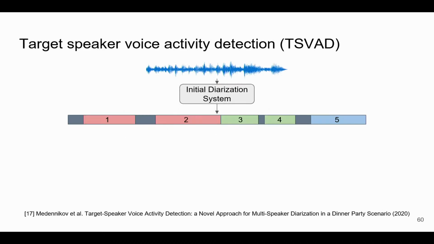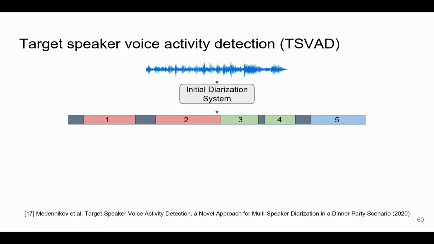So we commented that there were modular systems, there were end-to-end systems. And now there are these hybrid systems, let's say, which combine both things. One of them that we could call hybrid in some way is TSVAD, Target Speaker Voice Activity Detection, that came in the context of the Chime Challenge in 2020. The idea there was, you would first run some initial diarization system, maybe not perfect, and probably it wouldn't handle overlap, so it would be kind of a modular system.